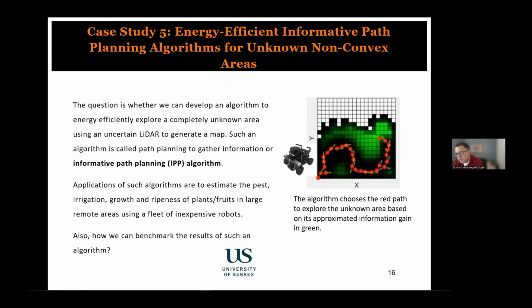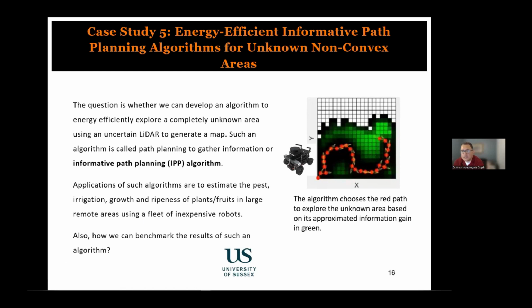And finally, the last question that we came across was in robotics. The question is interesting. It's within a class of problems called informative path planning. The question is whether we can efficiently, and in an energy-efficient way, control or plan the path of a robot with a single uncertain sensor to make a map of a completely unknown area.